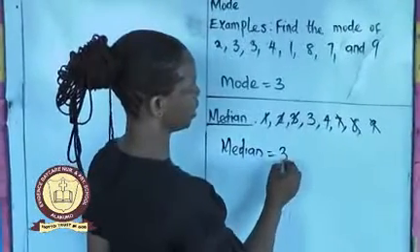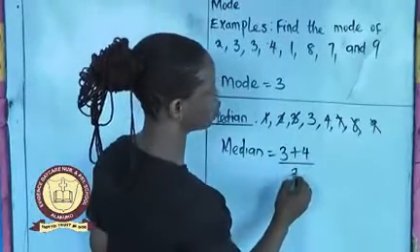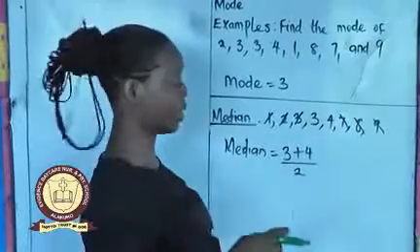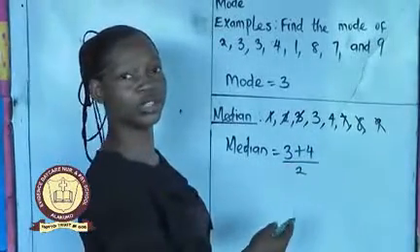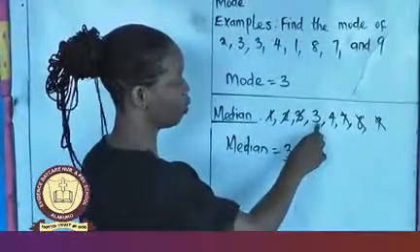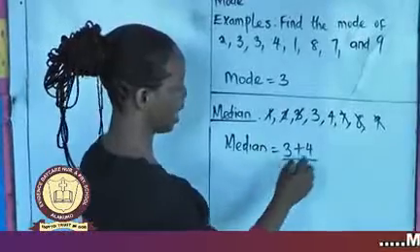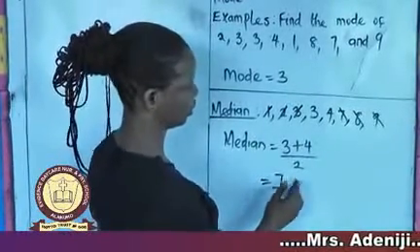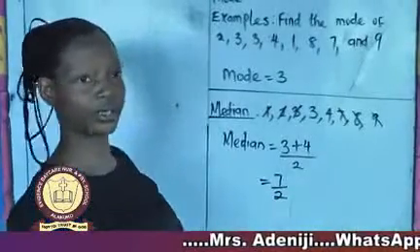Now your median is 3 plus 4, divided by 2, because you have one number here. Your median is supposed to be one number. You cannot write two numbers as your median. So when you add these two numbers, then you divide it by 2. Where do you find your 2? It is the 2 numbers, 1, 2. Then you write it under it. Here now, you add together: 3 plus 4 will give you 7, divided by 2.